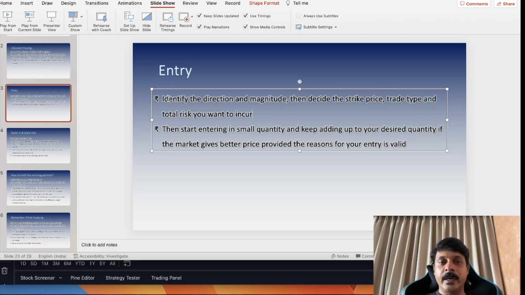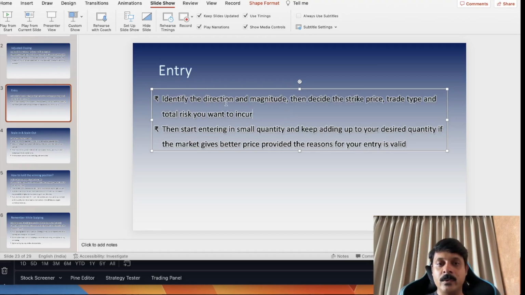So I mentioned here, identify the direction and magnitude, because I'm not someone who can correctly forecast the direction always, but more often than not, I get it right, and when I go wrong, I book the loss. That is the reason the total risk you want to incur is very, very important. So I decide how much risk I want to take in this position.